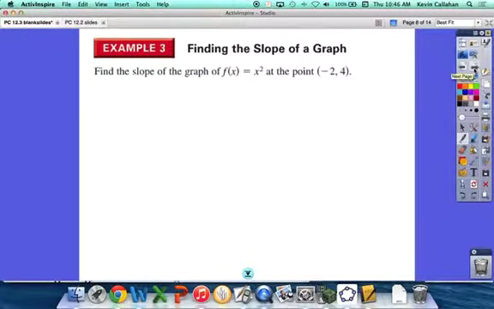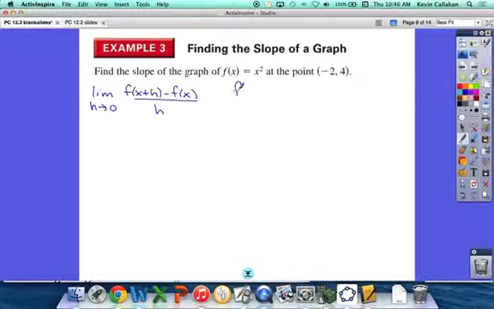Now we're going to do the same problem, but this time we're not going to use x equals negative 2. We're just going to calculate the difference quotient of f of x plus h minus f of x, right? That's going to give us a formula for the slope for any value of x, and then we'll plug in x equals negative 2. That'll look like this: the limit as h approaches 0 of f of x plus h minus f of x divided by h.